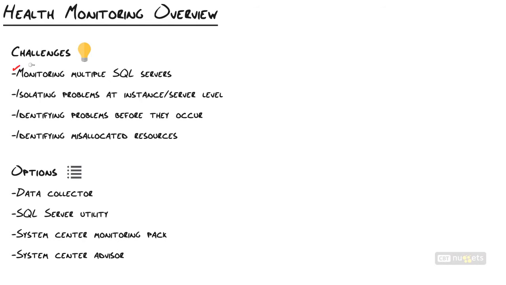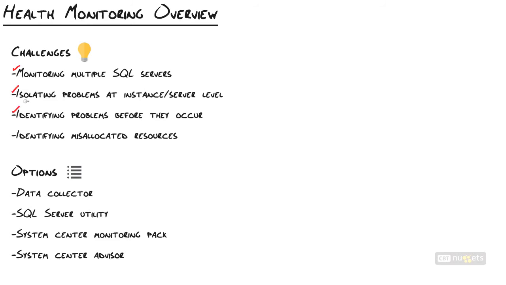And on top of that, especially if we have many instances or other applications or processes running on a single server, because then it becomes difficult to isolate those problems at either the instance or server level. It's good to know that our CPU is fully utilized, but what is causing that problem?